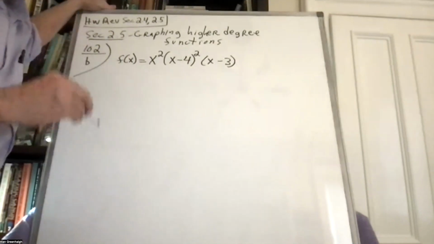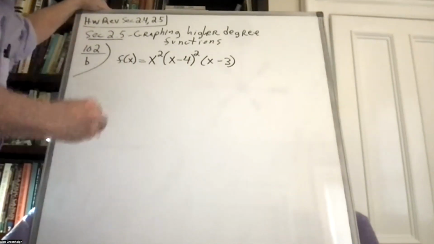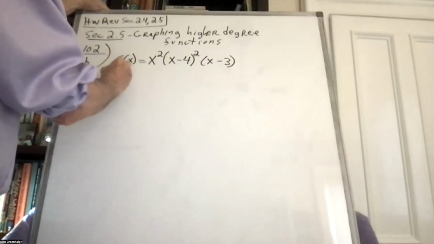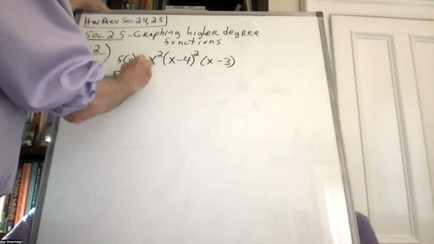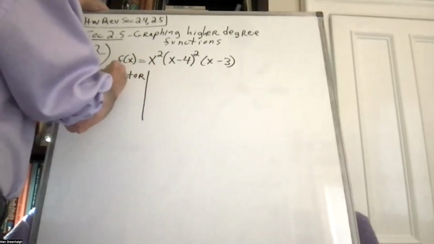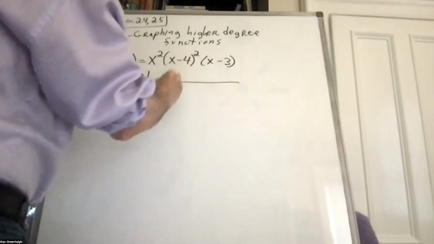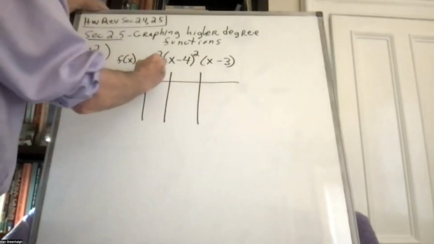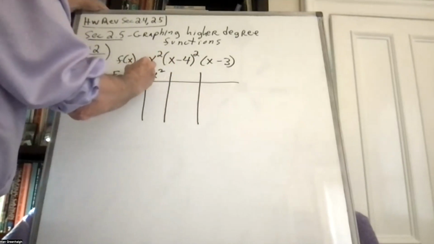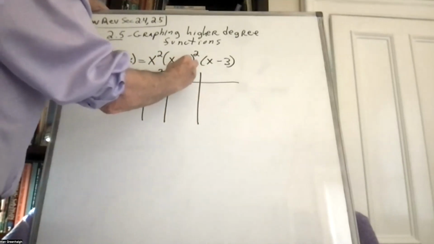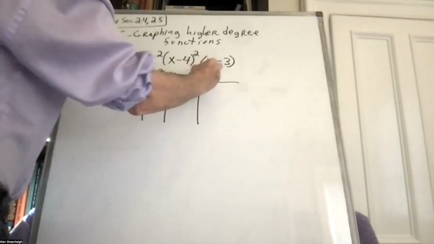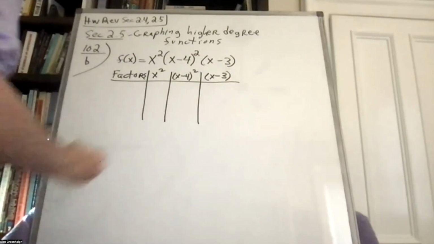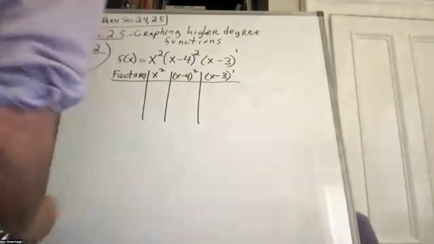I made it easy for the class, which you would have seen on the video, by actually saying, okay, the first thing you want to do is list the factors. So the factors are x squared, x minus 4 to the second, x minus 3, and the exponent, just to make sure I have that right, is actually to the first.